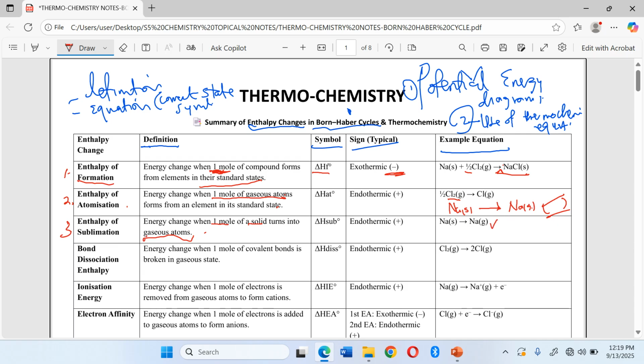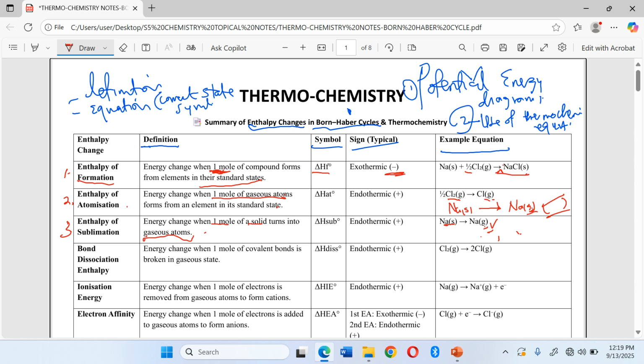And we can see an example here. A solid changing to gaseous atom. We can see the enthalpy of sublimation. It looks the same as the one for atomization for sodium. But they are different. Now chlorine cannot undergo enthalpy of sublimation. Are you seeing that? We cannot get enthalpy of sublimation of chlorine. Why? Chlorine in its standard state is a gas. Yet in sublimation, we are looking at a solid to gaseous atom.